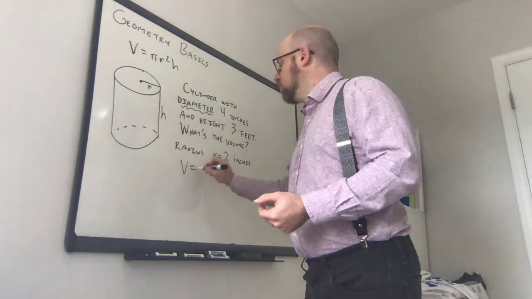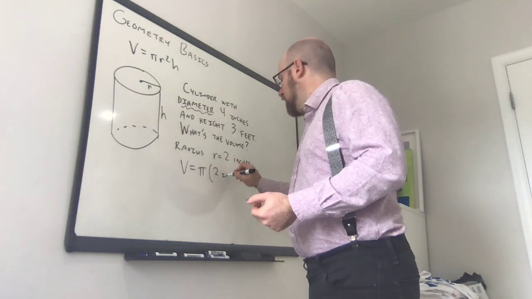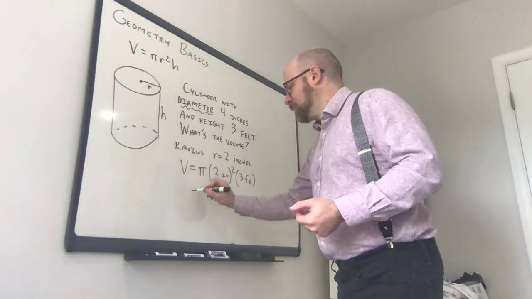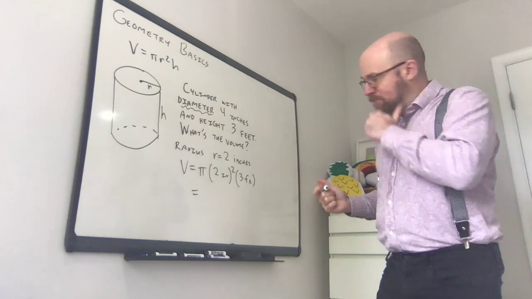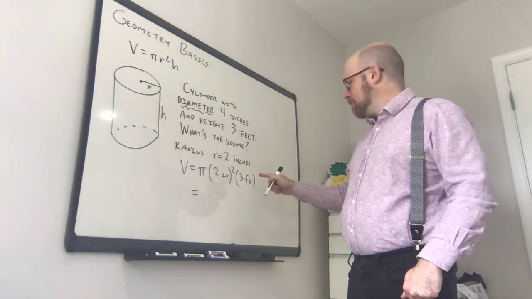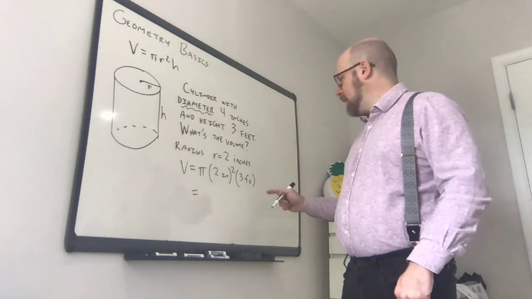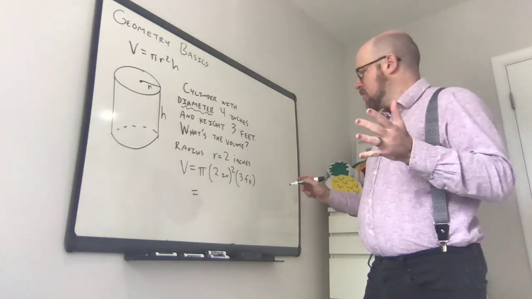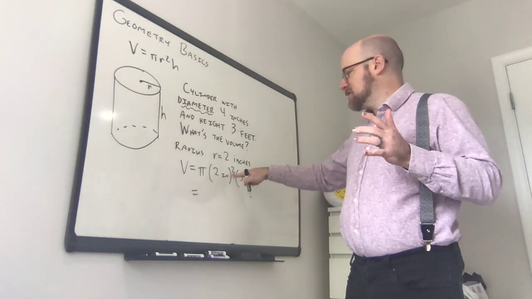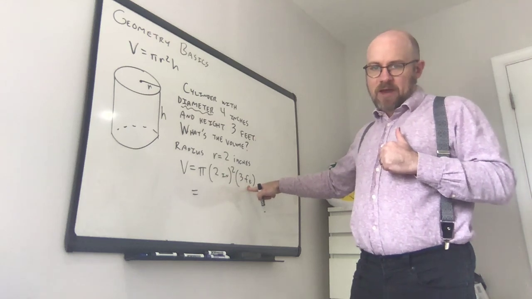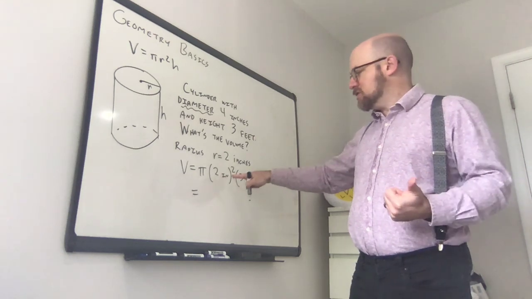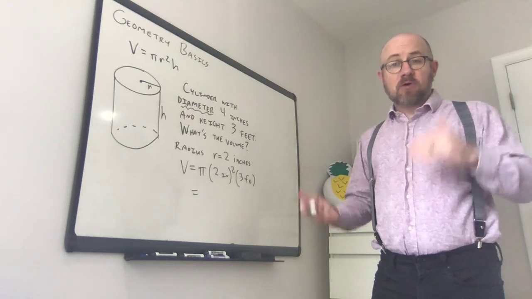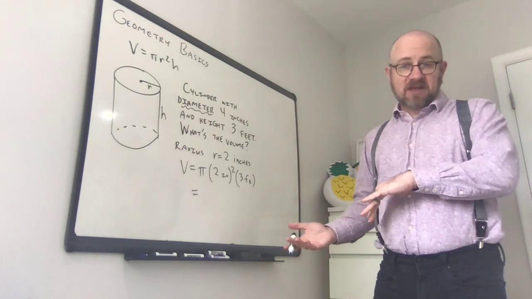If we did volume equals pi times 2 inches squared times 3 feet, our answer, which would be something like 36, somewhere around there, would have units inches squared times feet. Okay? And that's no good. You don't want units of inches squared times feet. So you need to convert one of these into either they both need to be in inches or they both need to be in feet.